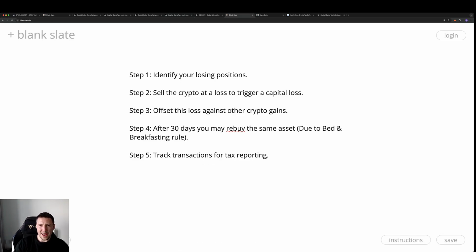So here are the 5 quick and easy steps to go about tax loss harvesting. So identify your losing positions.